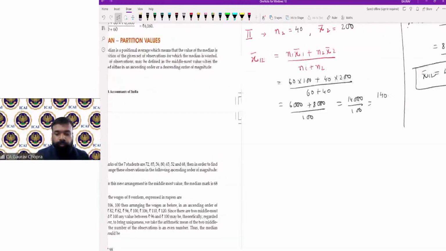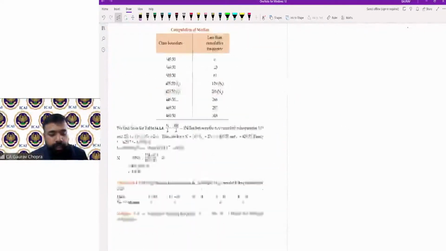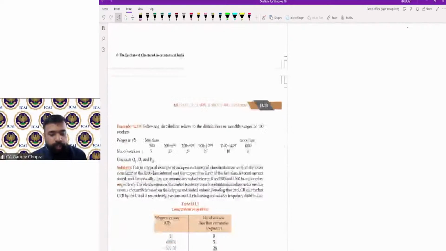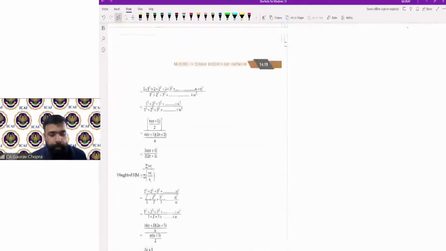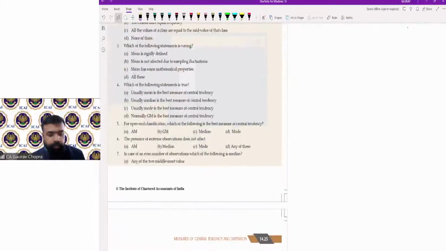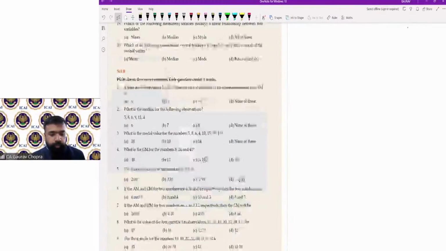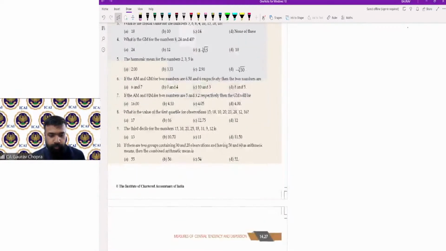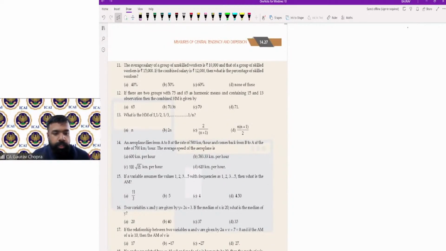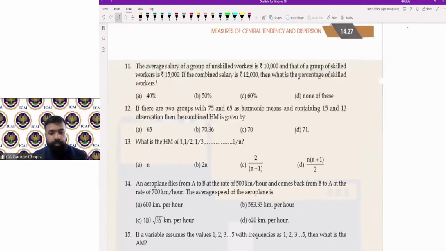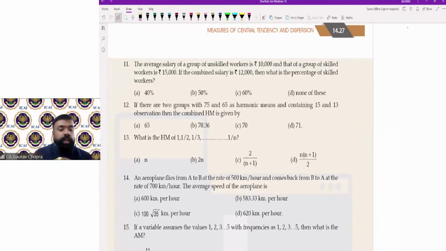Okay. So now this you have done. Let's take some questions based on arithmetic mean from the exercise. Yes, this is question number 11. Page number is 14.27 and this is question number 11. This type of questions are very much important from your exam point of view. And in most of the cases, it has been seen that a combined arithmetic mean question almost always comes in the exam. So it is very much important.